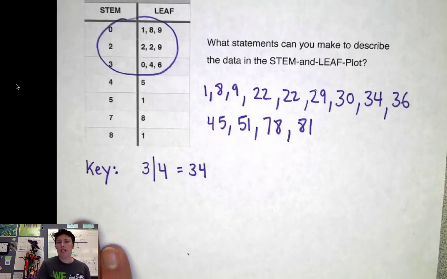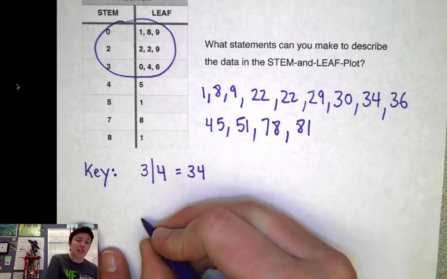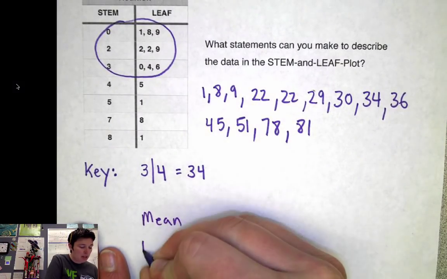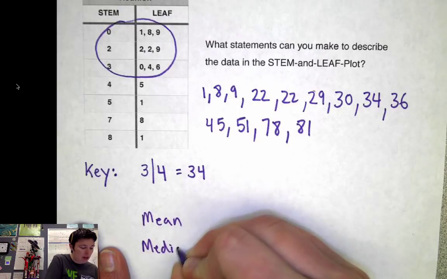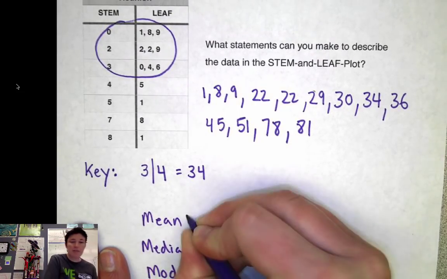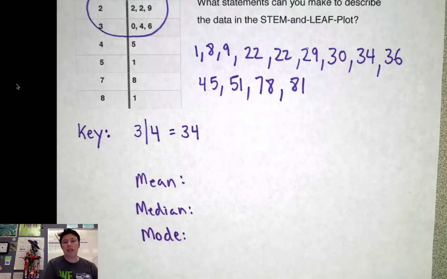You can also take this data and you can do all the things we've learned in previous videos. You can find those measures of center. You can do our mean, our median, and our mode by looking at this data. In fact, I'm going to do that right now. Let's find our mean, median, and mode. We know mean is the one that takes the most work.